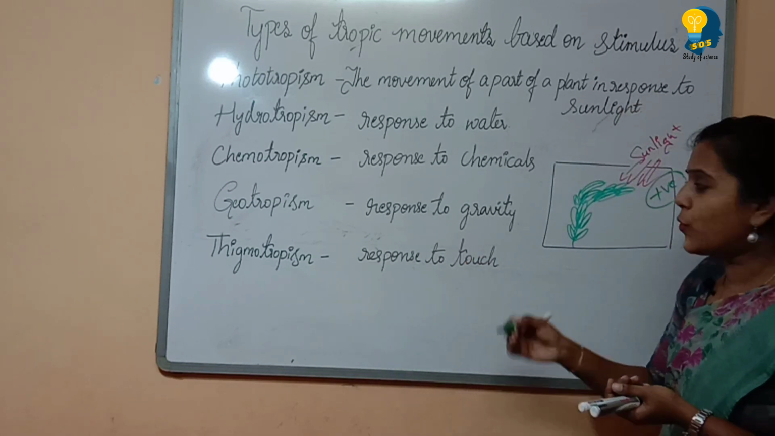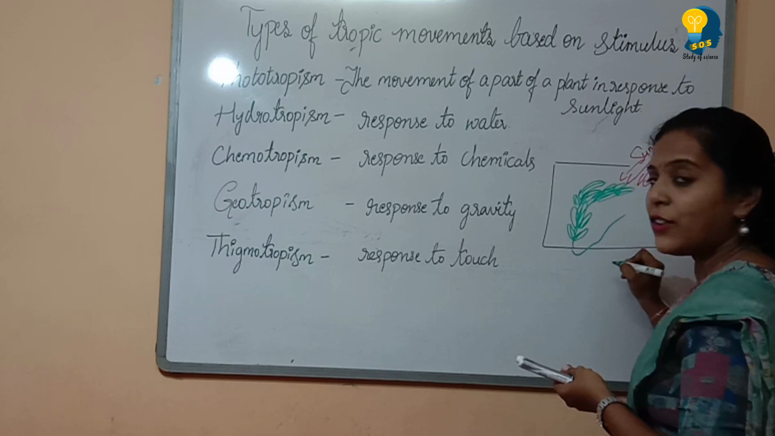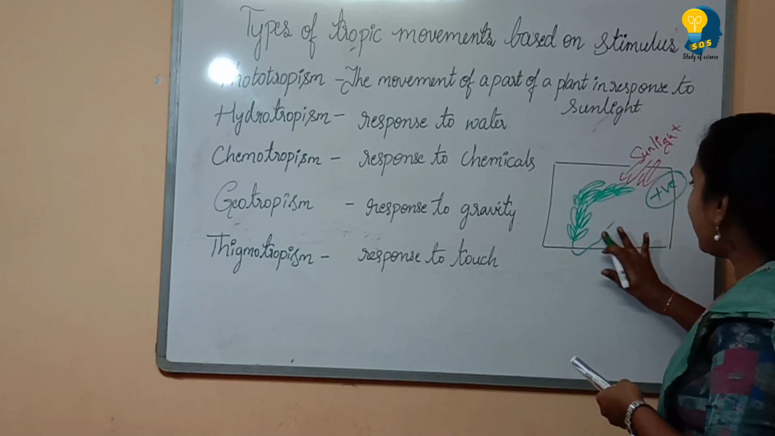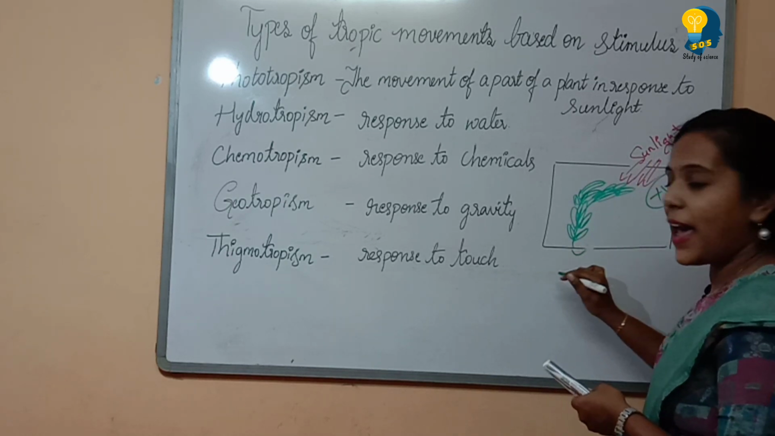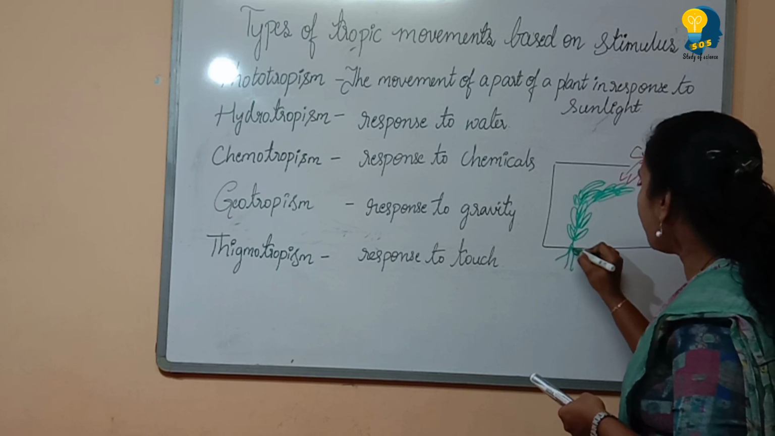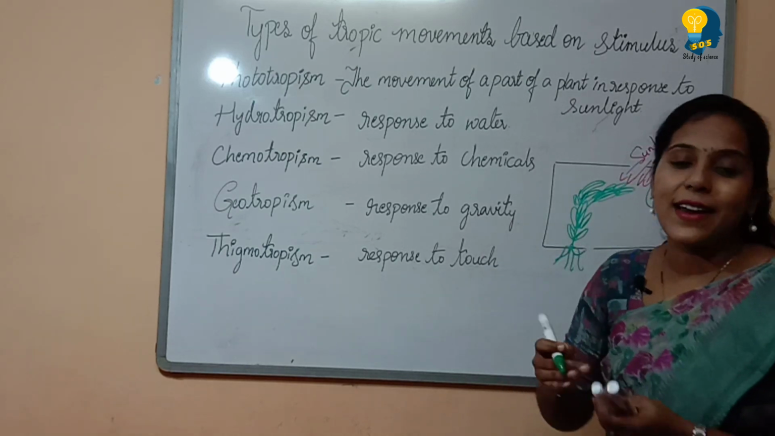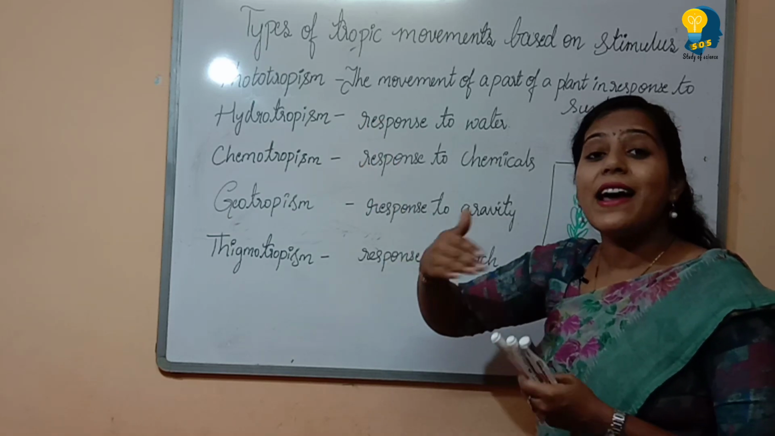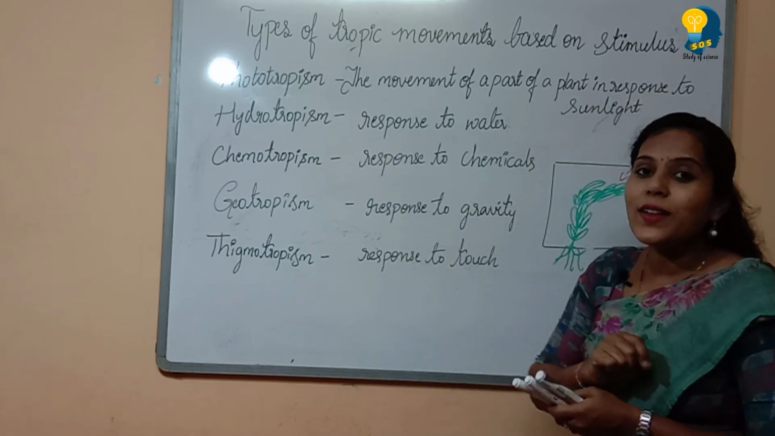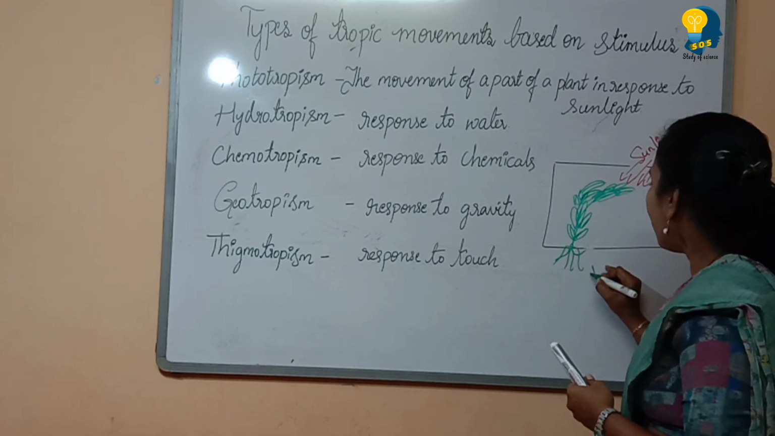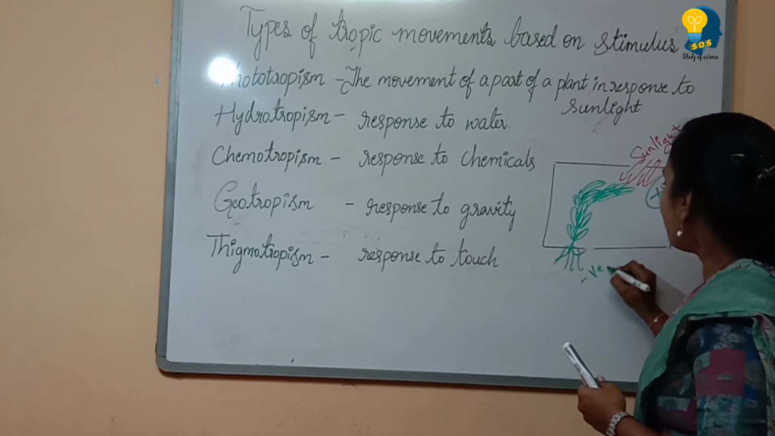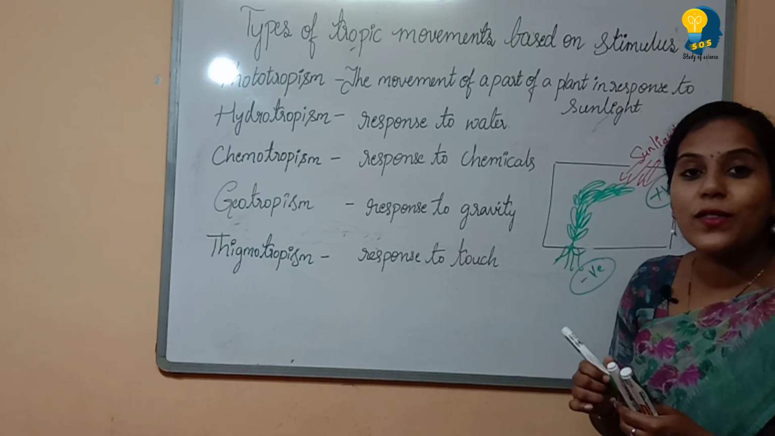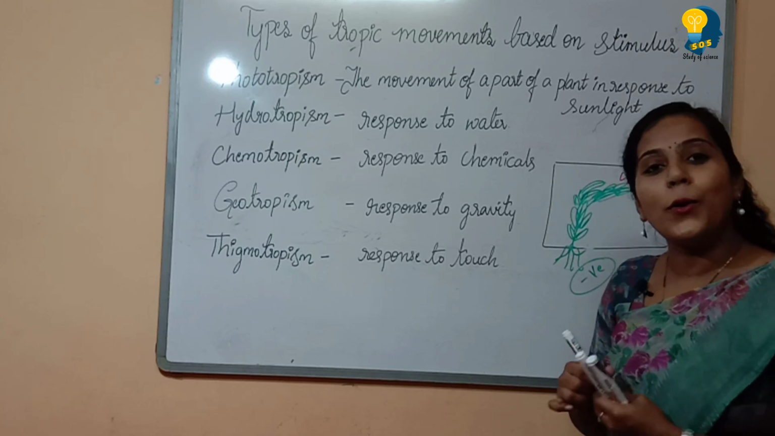What about the roots? Do roots also grow towards this region? No, right? However the roots are placed, the roots will be growing away from the sunlight. The roots are growing far away from the sunlight. Then the roots are considered to show negative phototropism. The root shows negative phototropism.